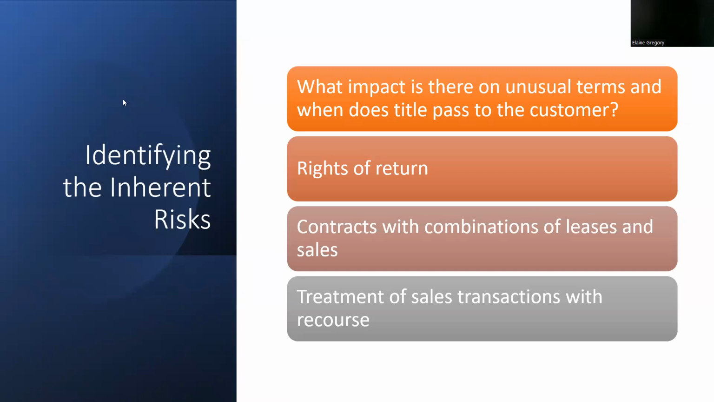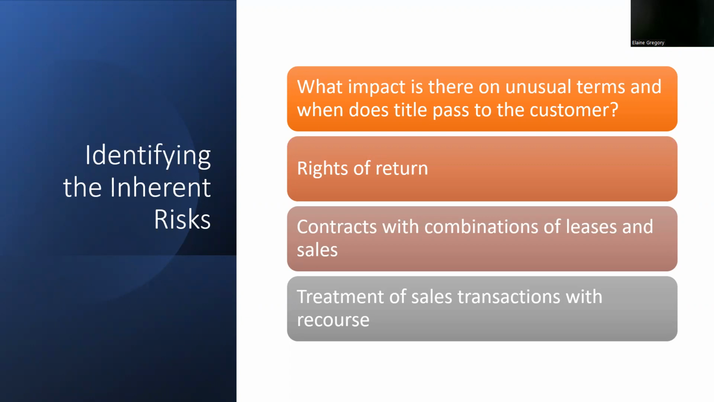Now, let's take a look at some of those inherent risks going on with revenue. What impact is there on unusual terms? Do we have some funky terms out there that we may not quite understand? And when does title pass to the customer? Is that a performance obligation when title ownership passes to the customer? Are there any rights of return built into that contract? And if so, does that reverse revenue recognized?